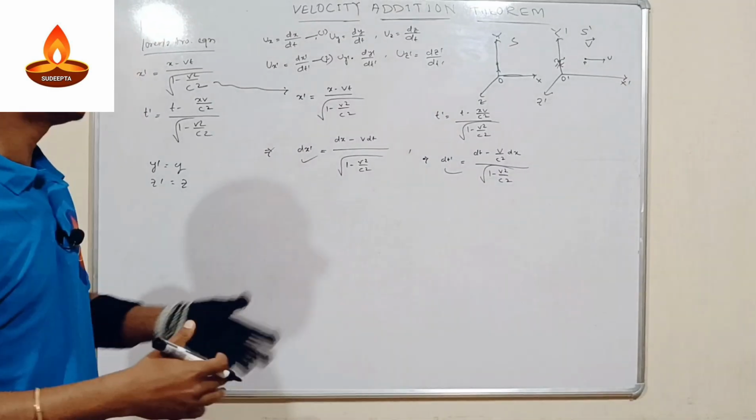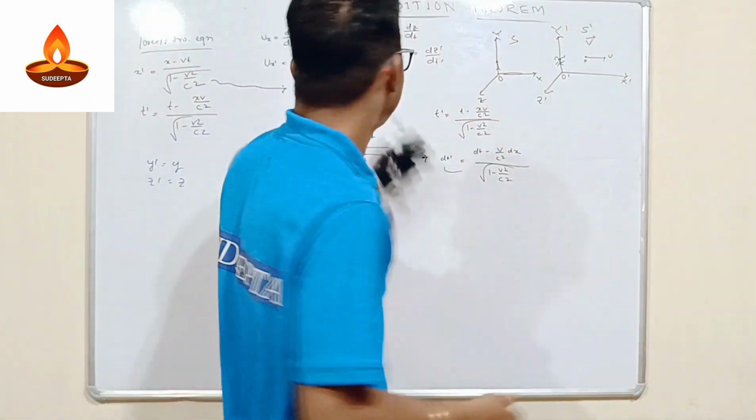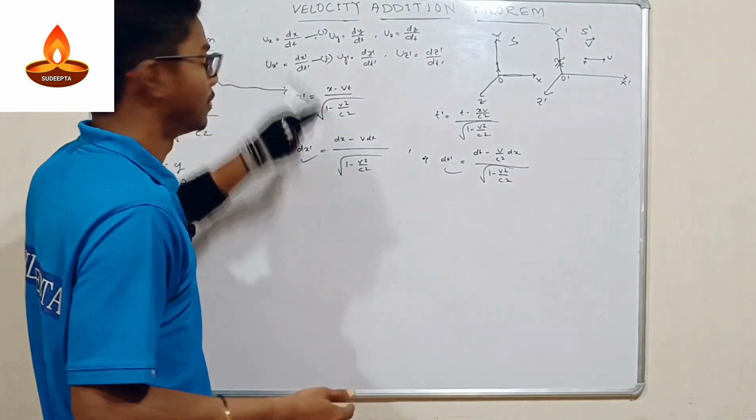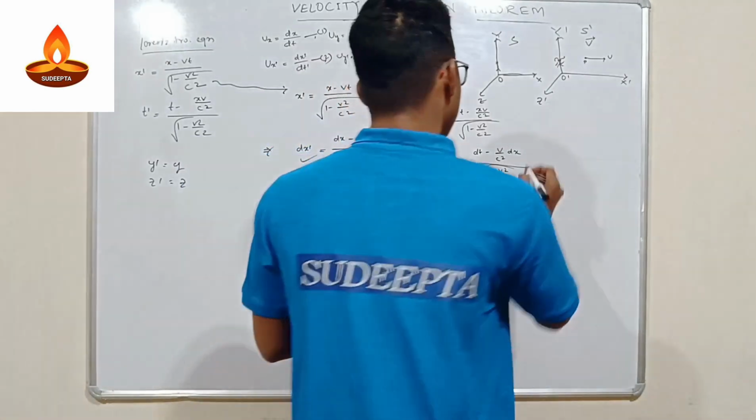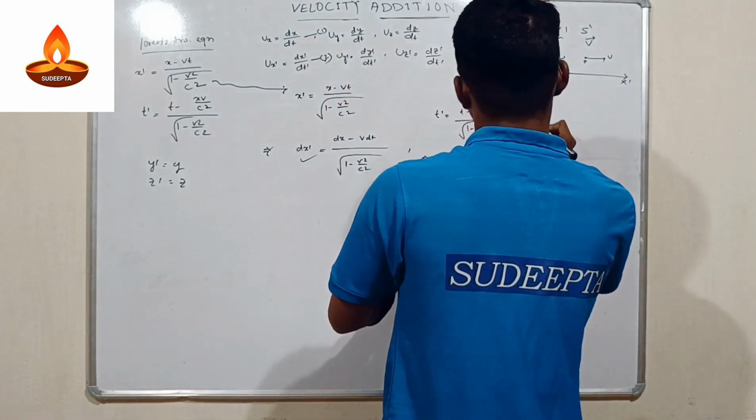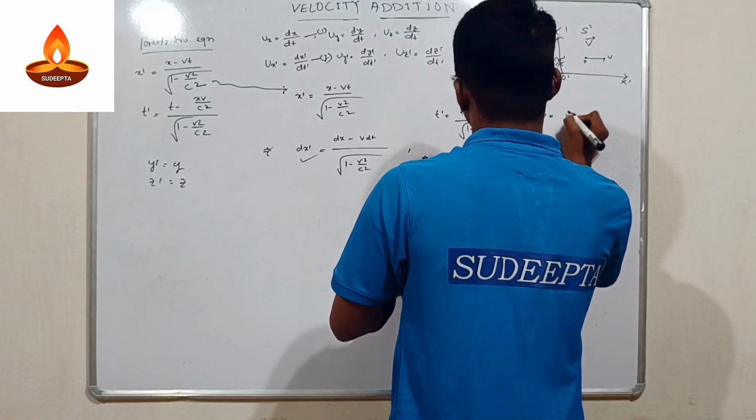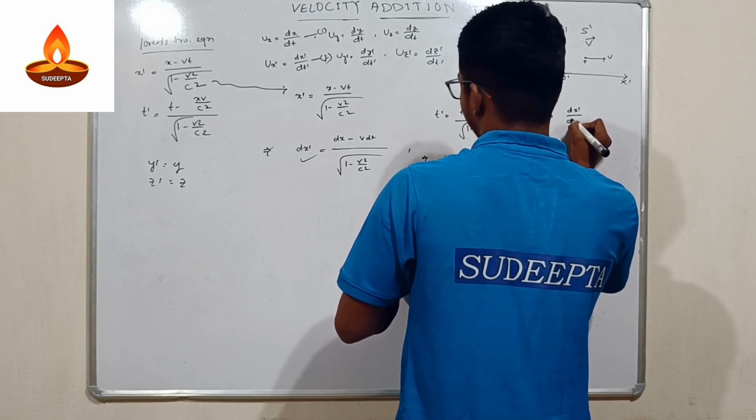We have dx dash, we have dt dash. What does it mean? We have to find ux dash. Very simply, we can find ux dash. ux dash is equal to dx dash upon dt dash.